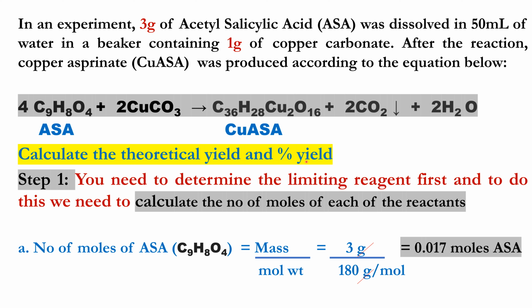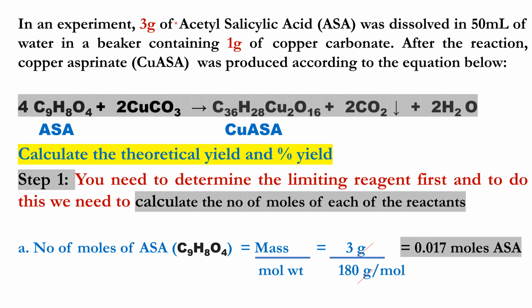So the first thing you need to do is to determine the limiting reagent. And to do this, we need to calculate the number of moles of each of the reactants. So we need to calculate the number of moles for acetylsalicylic acid, and we need to calculate the number of moles for copper-2 carbonate. So number of moles of acetylsalicylic acid, which has this formula, is equal to mass divided by molecular weight.